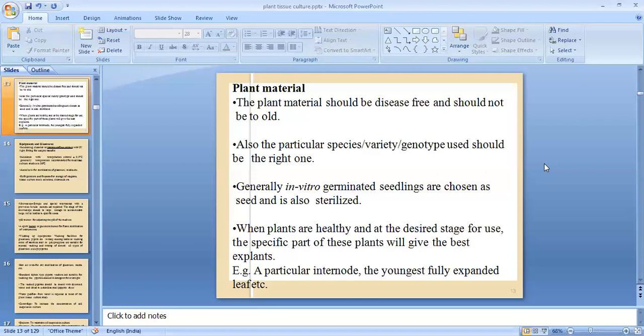Okay. And what do you mean by an explant? Maybe you may take an internode, or sometimes a part of an expanded leaf, or sometimes from the root or from the fruit, whatever part of the plant you are taking. It should be healthy, and it should have its highest totipotent nature. Okay.